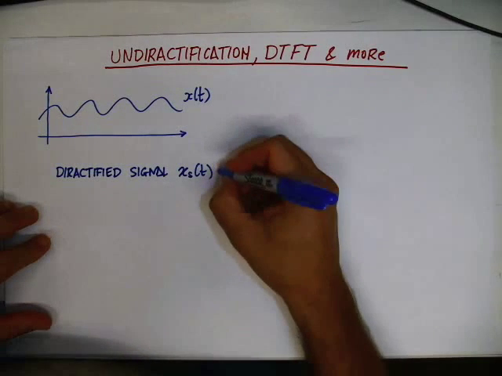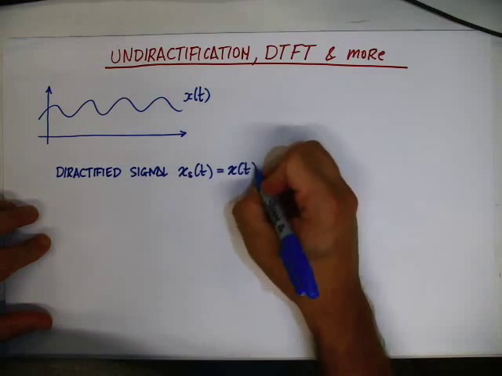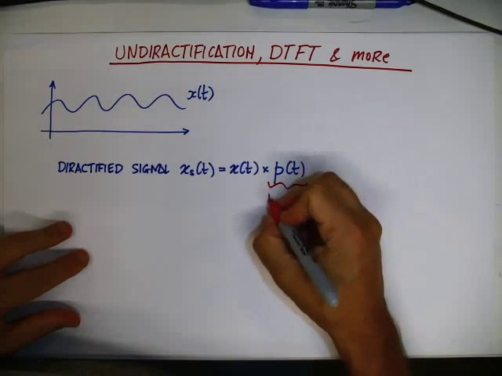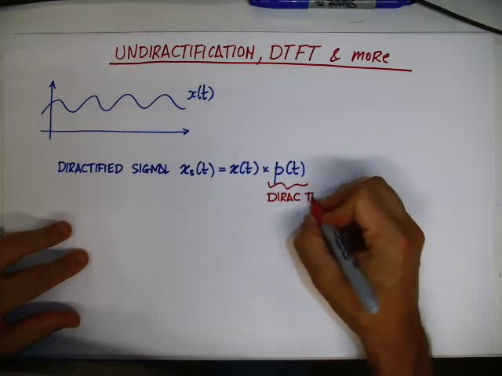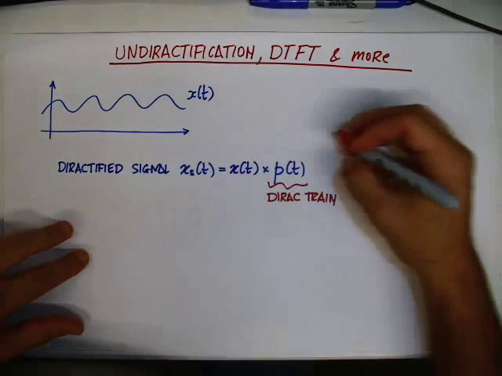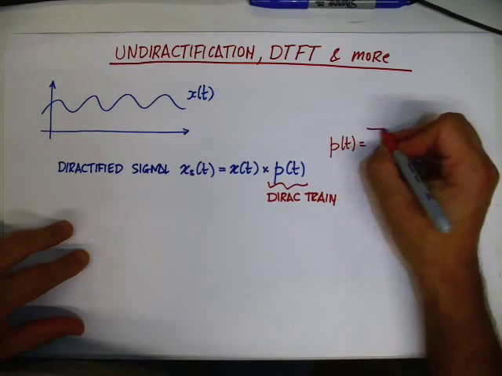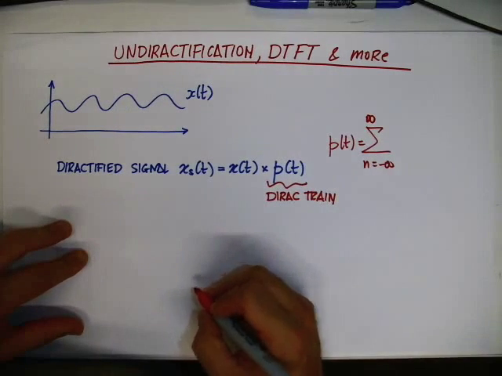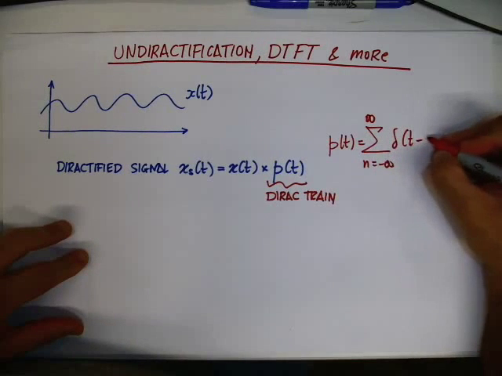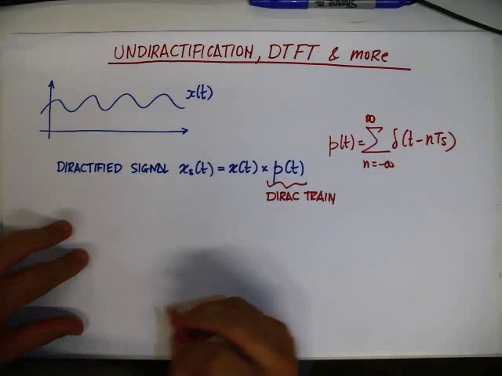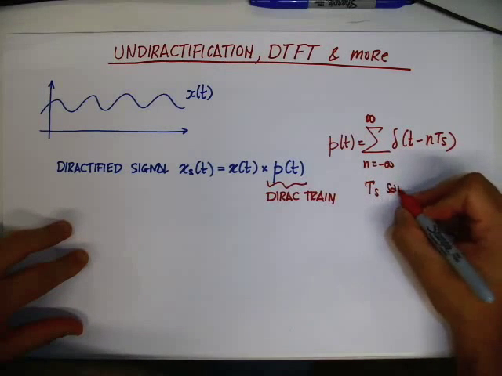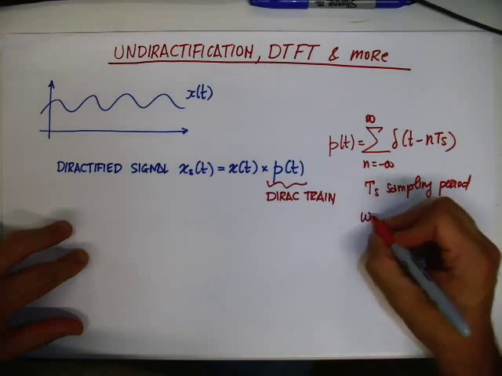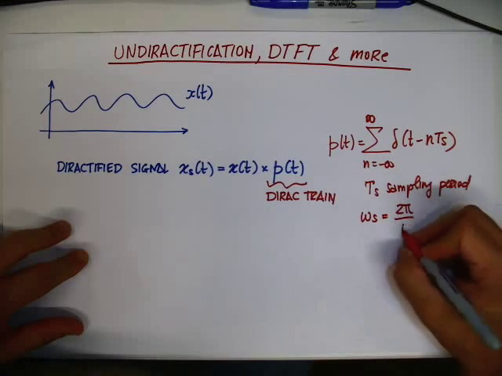x sub s of t, which is equal to x of t times the Dirac train, which allows me to sample the continuous signal every t sub s seconds. So ts is the sampling time, the sampling period. We also define the sampling frequency as 2 pi over ts.